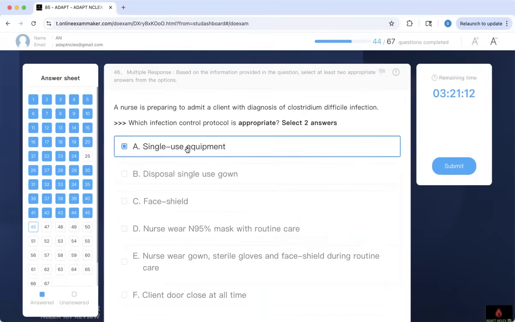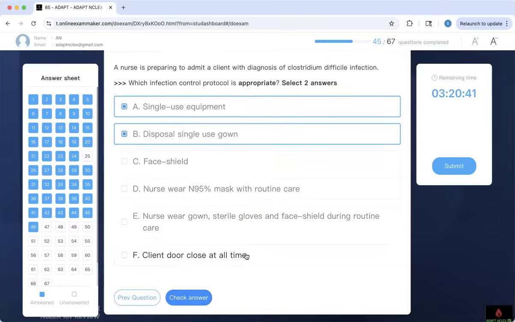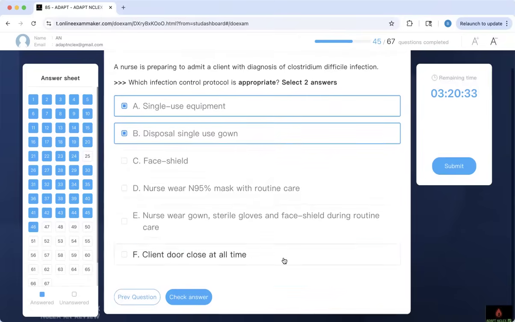Single-use equipment, sound right. Disposable gown, sound right. Face shield is not used for routine care unless you check your wound and there's a splash. You don't need N95. Once again, no sterile gloves. The gown and gloves is fine, and the face shield is not good for routine care, but the sterile gloves is wrong. You need what? Regular gloves. And the door does not need to be closed at all time. I said select 2, but if I did not say select 2, you have to pick those that you are 100% confident. So be careful.